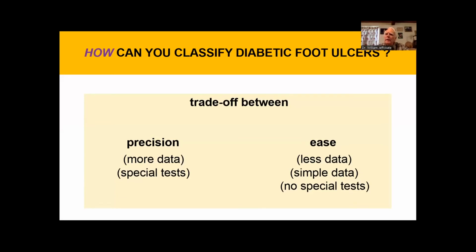But in other cases where you're more interested in foot ulcers as a whole, you're interested in much more simple categories, current criteria. So you collect less data, it's less equivocal, you don't need special tests, and it's much more quick. And so you have to decide why you're classifying. Next slide.